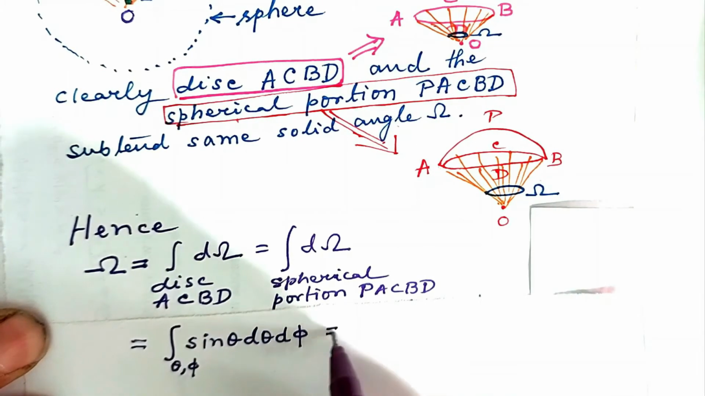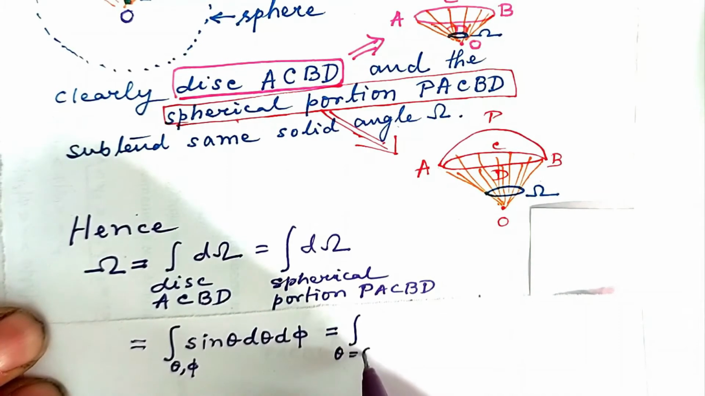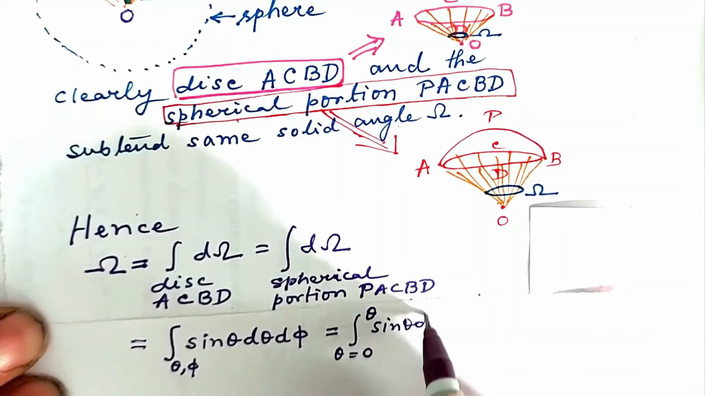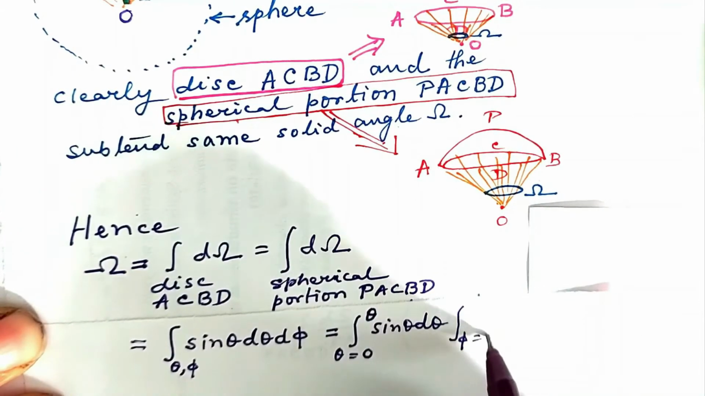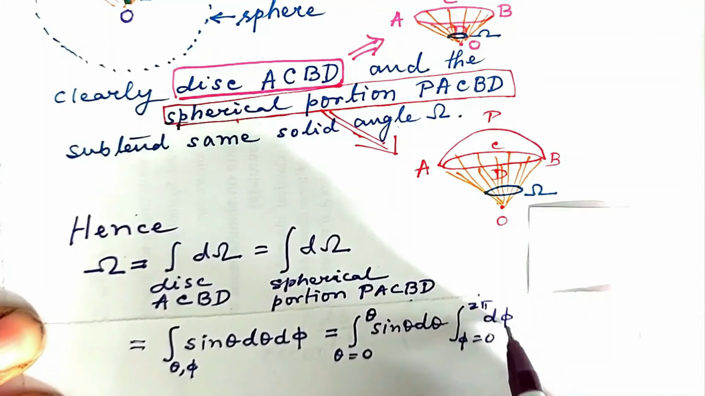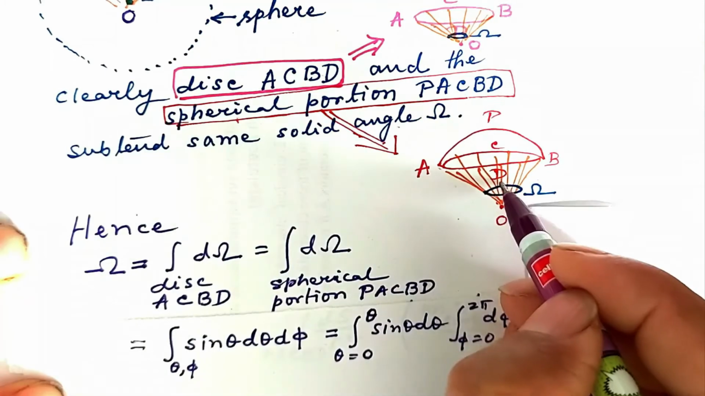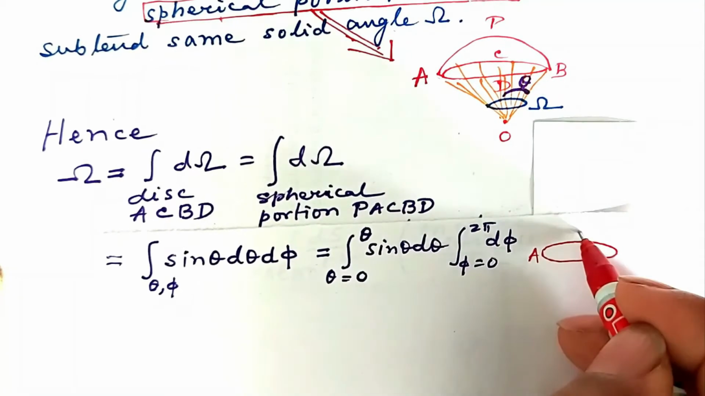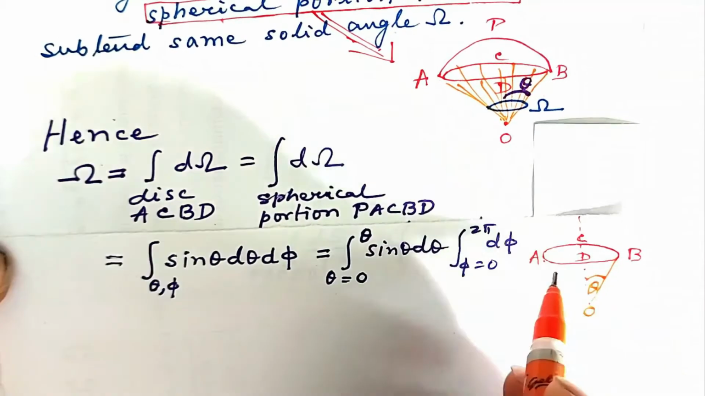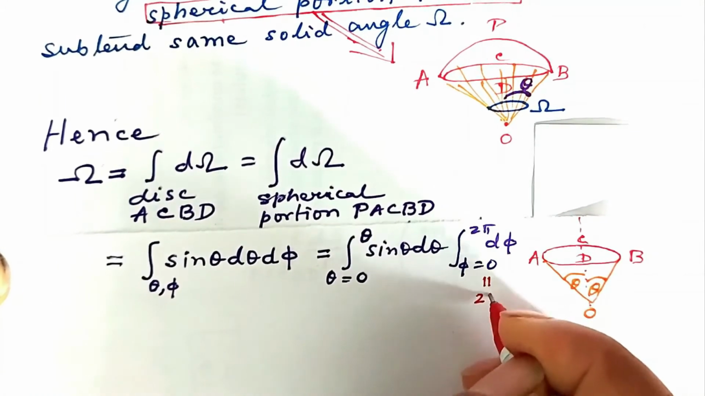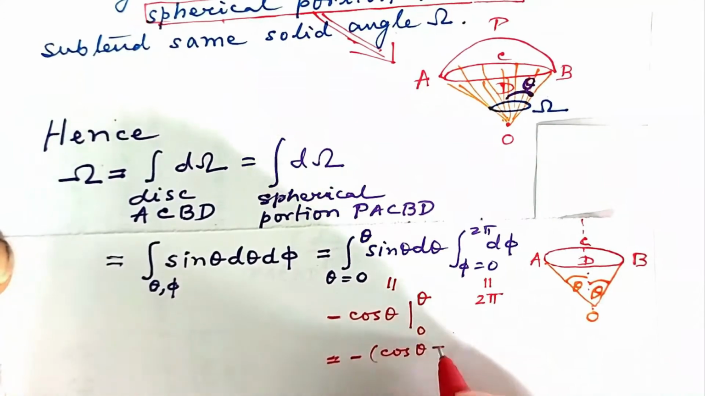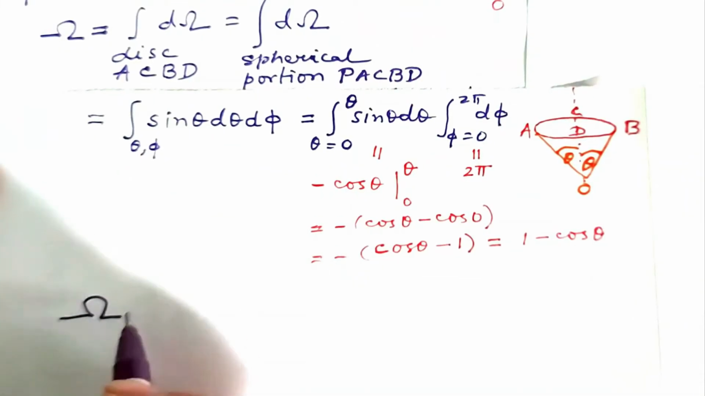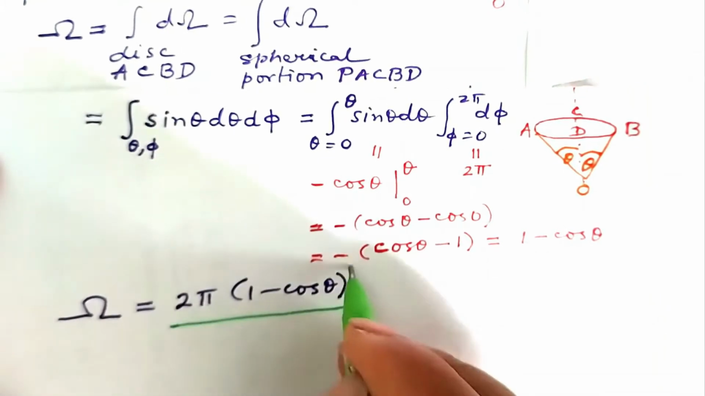Putting two integrations separately, we have integration over theta equal to 0 to theta sine theta d theta into integration over phi equal to 0 to 2 pi d phi. Here, the upper limit of the theta integration is theta, which let us show in the diagram. This is theta. On z axis, theta is 0 and we integrate up to theta. We show it once again, and this theta is called the semi-vertical angle. This phi integration gives 2 pi and this theta integration gives 1 minus cos theta. So omega is 2 pi into 1 minus cos theta.